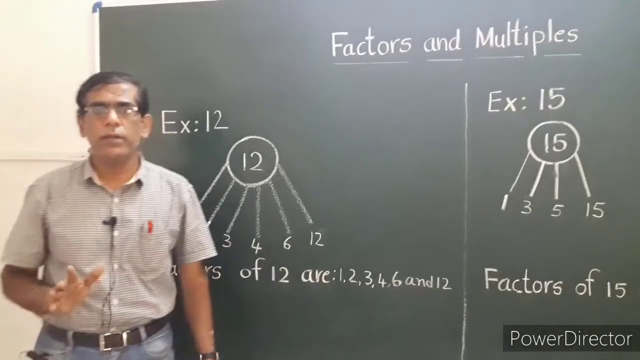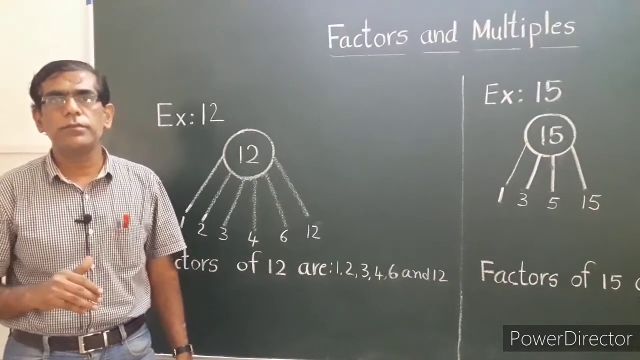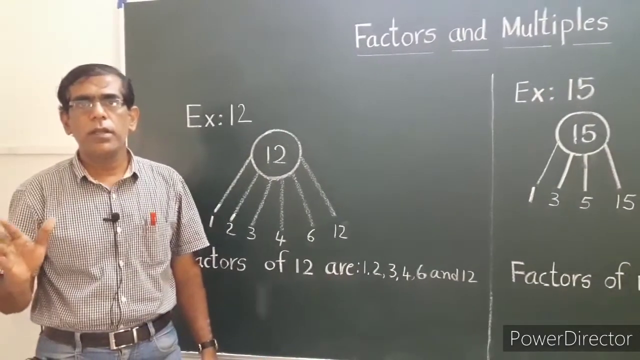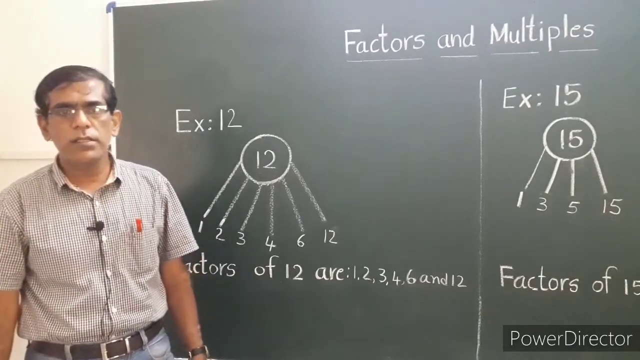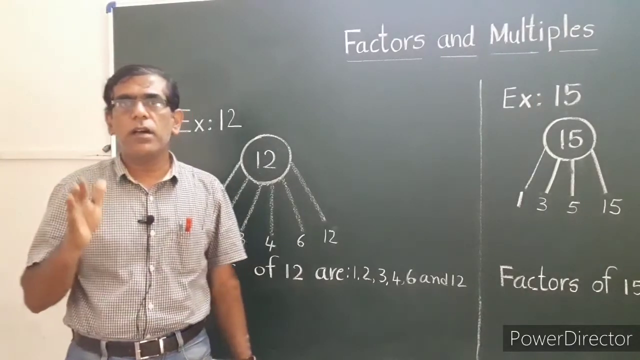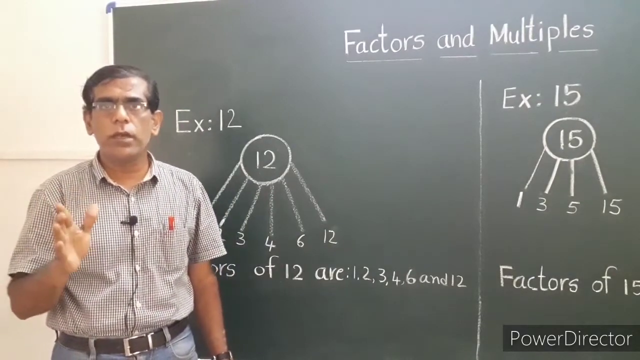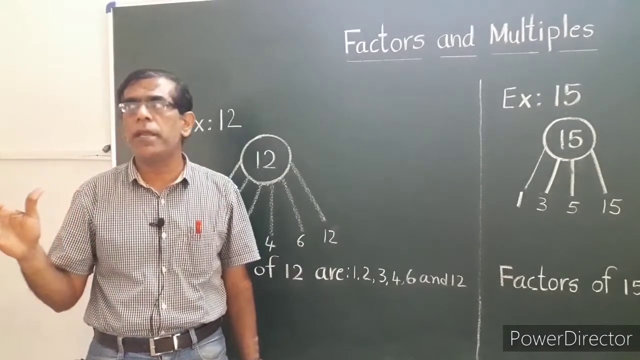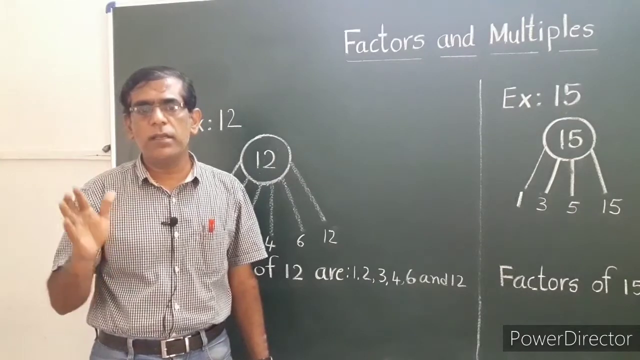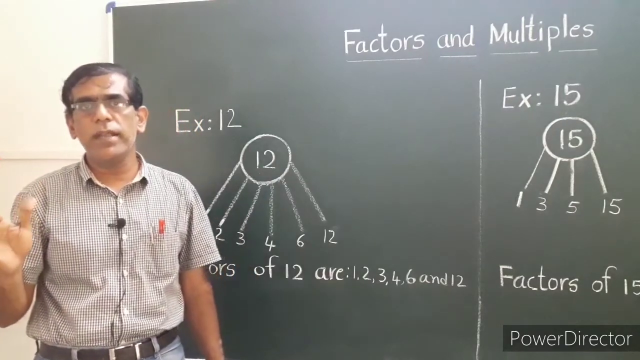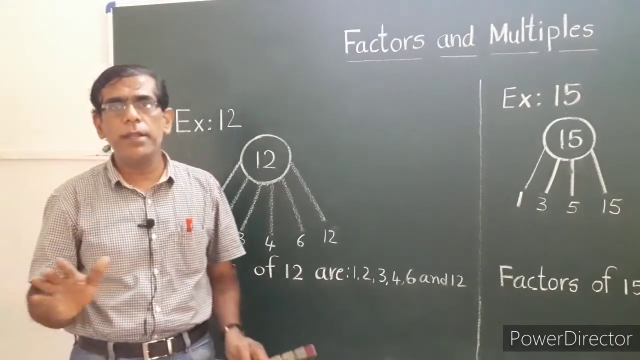A factor of a number is an exact divisor of that number. Thus, a factor of a number divides it completely without leaving any remainder.